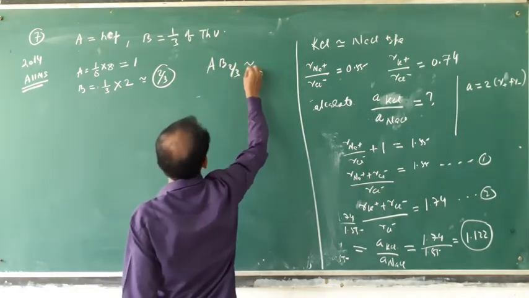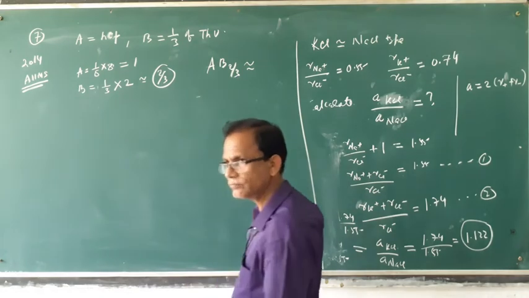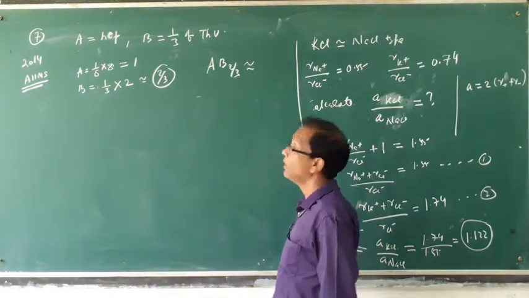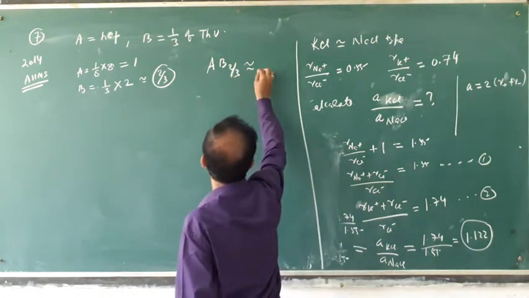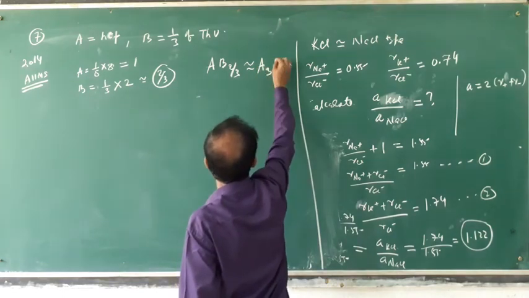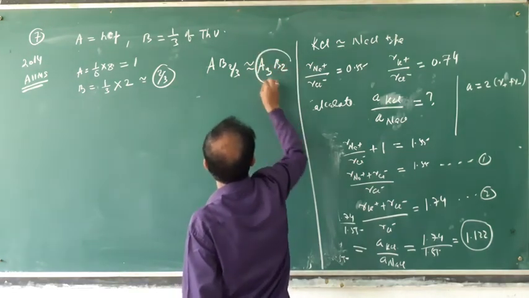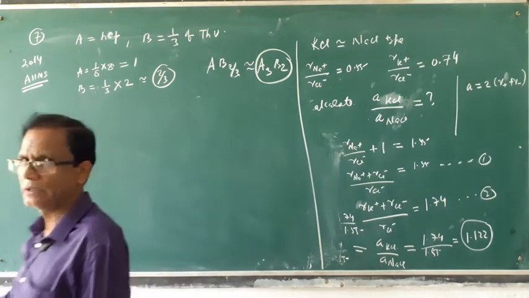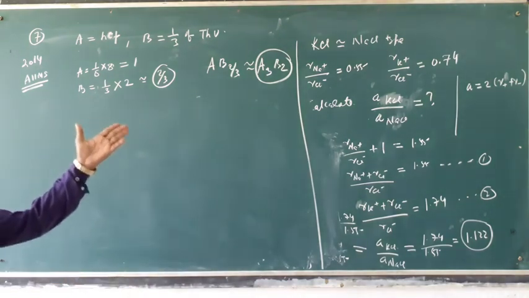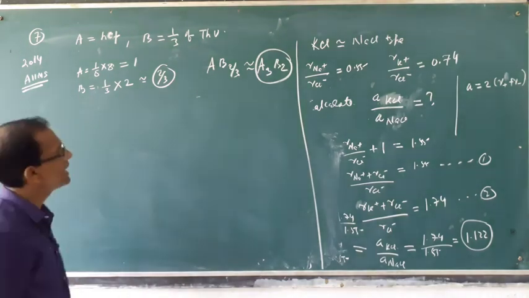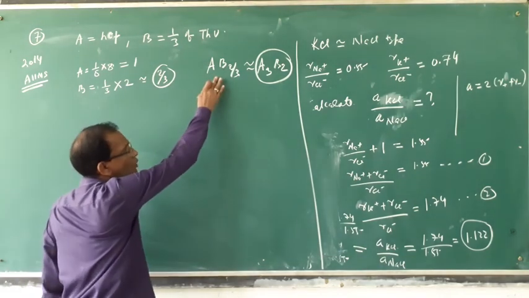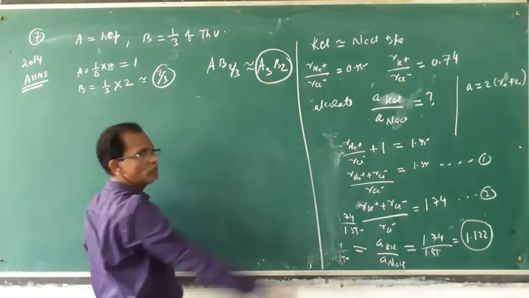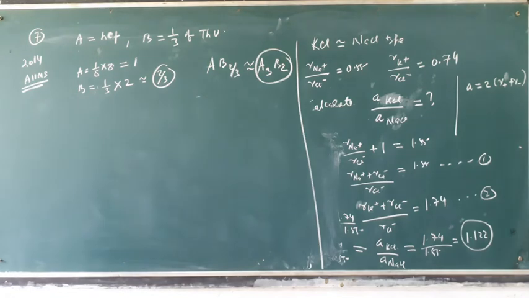Always convert into what? Whole numbers. So you multiply by 3. You will get A3B2. This is your formula. From the multiple choice, you can get the answer. It is either given in fractional form or in whole number form. You have to see the answer. A3B2. This is the formula of the crystal.